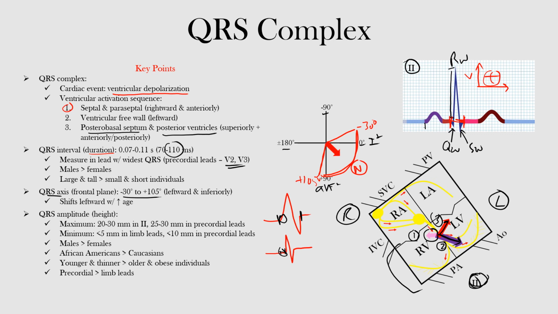Generally speaking, we think of the QRS axis as shifting leftward. So this would be the right, and we're shifting this way, more leftward, with age. If you recall, in fetuses in utero, towards the end of the last trimester, the right ventricle is really acting like the left ventricle in adults.